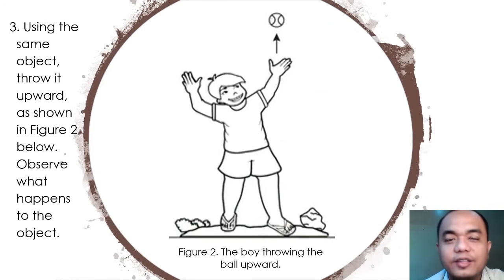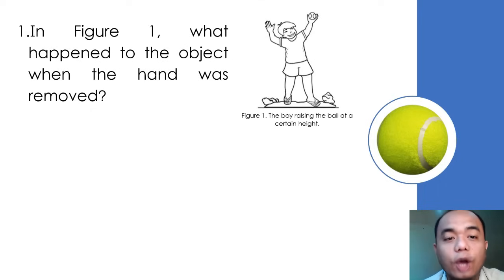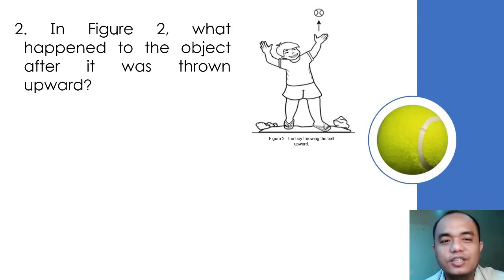Okay? Are you done? Now, let's answer these questions based on the activity you've just conducted earlier. In figure 1, what happened to the object when the hand was removed? Yung itinaas mo lang yung bola or yung object na hinahawakan mo at binitiwan mo lang. Anong nangyari sa object? Yes, very good. When the hand was removed, the ball fell to the ground. You notice, the ball goes down after you remove your hand on it, right? Question number 2. In figure 2, what happened to the object after it was thrown upward? Yung hinagis mo na yung bola pataas. Ano ang na-observe mo sa bola?